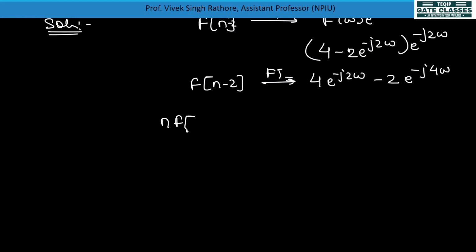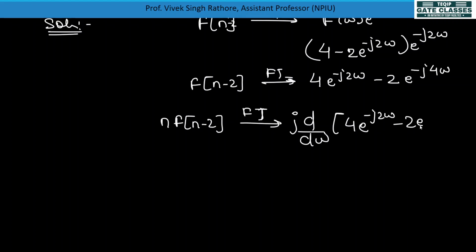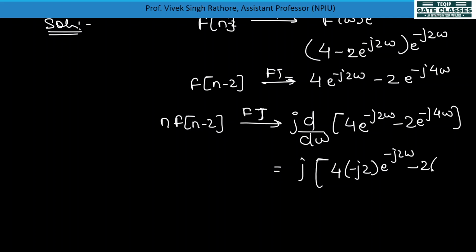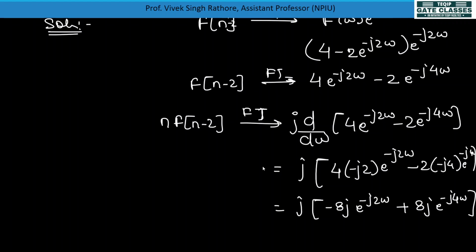If you do n into f of n minus 2, obviously you will do j dF by d omega. Here it is 4 e to the power minus j 2 omega minus 2 e to the power minus j 4 omega. You will get the answer. j is there, and you do d by d omega. So what do you get? 4 is there, minus j 2 comes in front, e to the power minus j 2 omega, minus 2, here minus j 4 comes, e to the power minus j 4 omega. Now we get minus 8 j e to the power minus j 2 omega plus 8 j e to the power minus j 4 omega. And then you can do it.